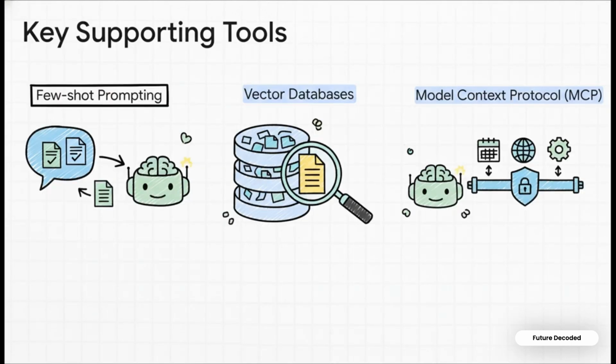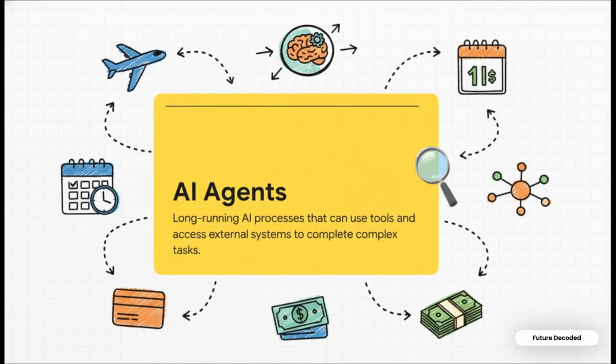Now, this is all supported by a few key tools. There's few-shot prompting, which is basically giving the AI a couple good examples right in your prompt to steer it in the right direction. Then you have vector databases. Remember that map of meaning? These are special databases built to search that map incredibly fast to find the right info for RAG. And finally, there's the Model Context Protocol, or MCP, which is a new standard for letting AIs talk to other apps and tools securely.